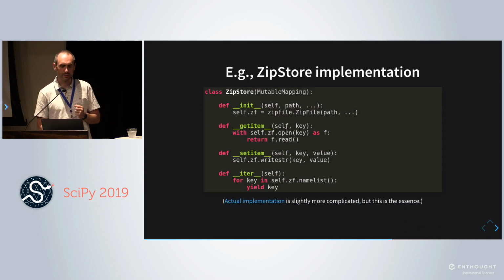And just to illustrate that, here is the implementation of the zip store class. I've cut a couple of bits out of this just to make it fit all on one slide, but this is basically the essence of it. Here I'm just wrapping some of the underlying zip file module calls to allow a zip file to behave like a key value store. So the implementation of a store is usually relatively straightforward.